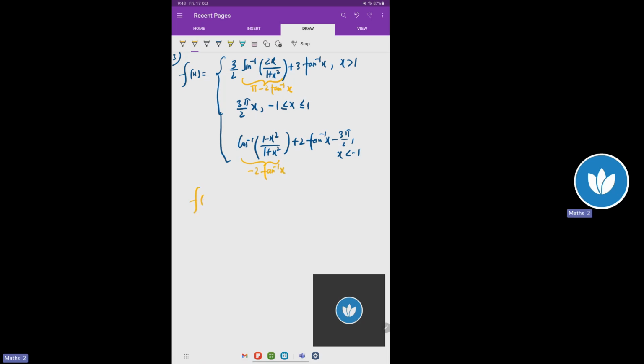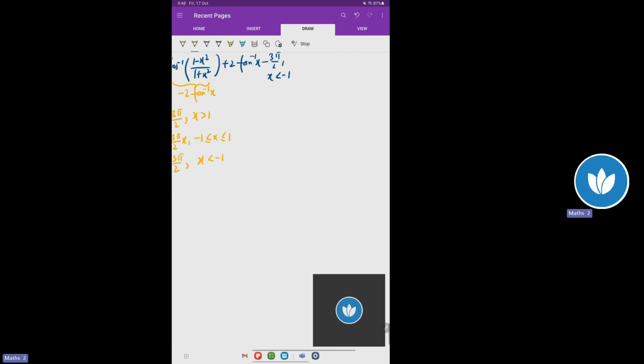So if you simplify this after putting this, your function would be 3 pi by 2, a constant function, for x greater than 1, 3 pi by 2 into x for x from minus 1 to 1, and minus 3 pi by 2 if x is less than minus 1. Now if we try to make its graph, it would be something like this: 3 pi by 2 into x is a line passing through the origin, at the 3 pi by 2 level and at the minus 3 pi by 2 level.